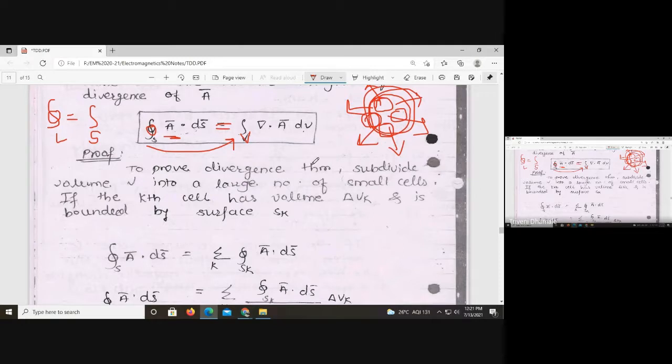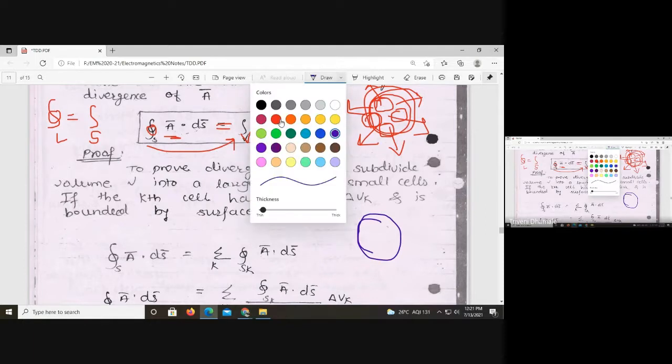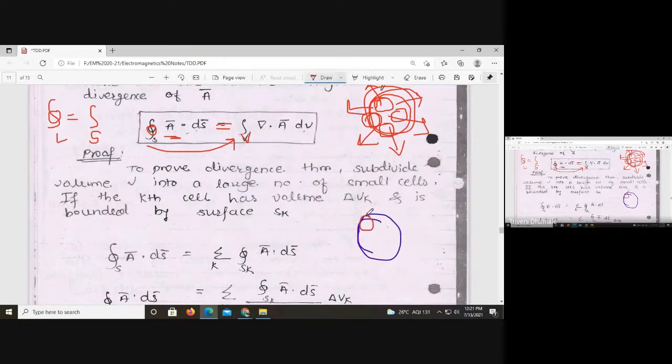To prove the divergence theorem, subdivide the volume V, as I already explained. Suppose I am taking one volume. Subdivide means that whatever volume we take is large enough, so we need to differentiate. Just as we consider differential length, here we will consider different surfaces, to find V divided into a large number of small cells. If the kth, now how many cells are there? This is the kth cell, starting from 1 to k.